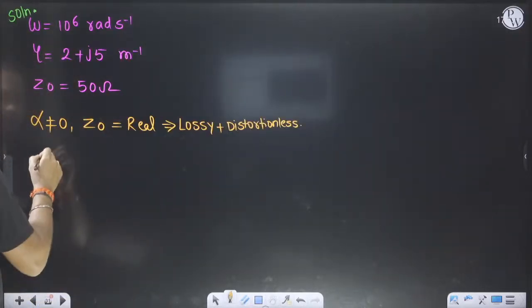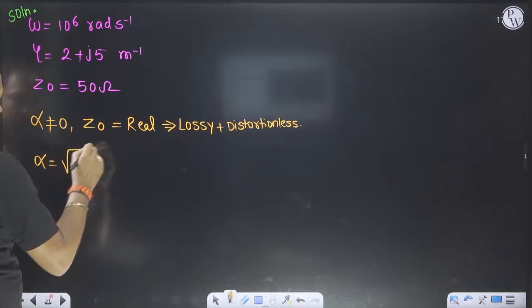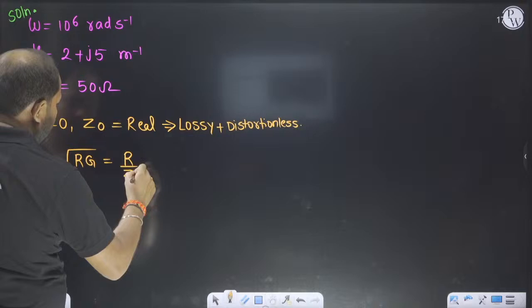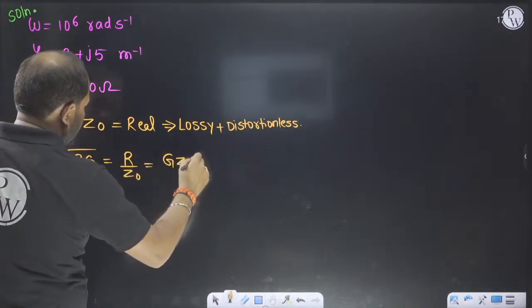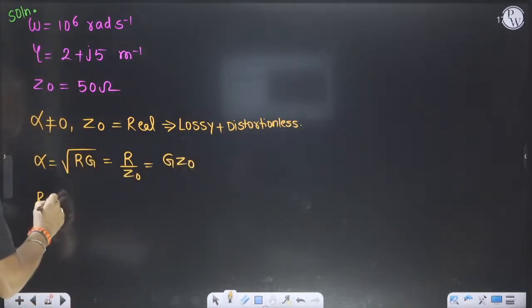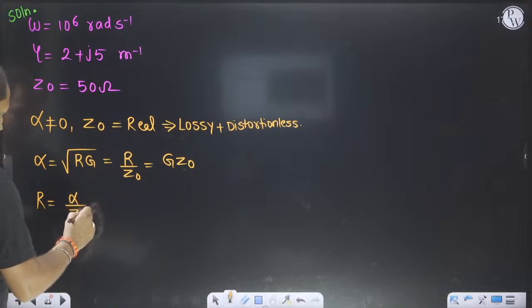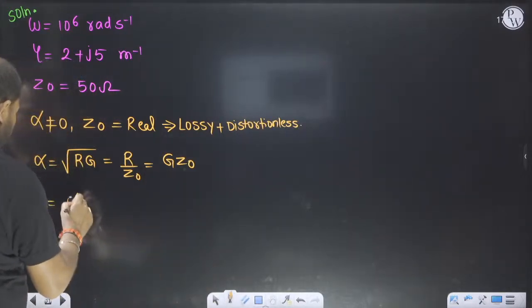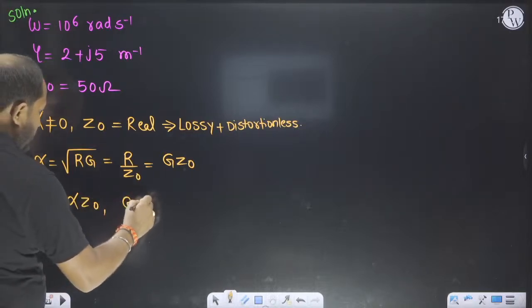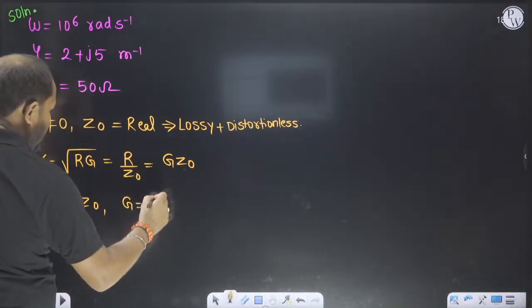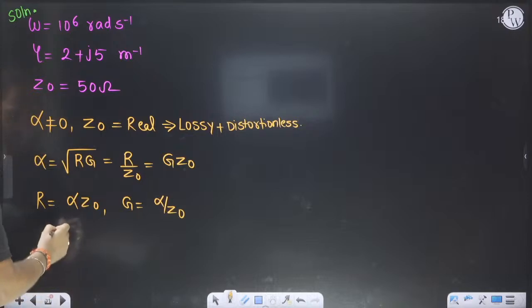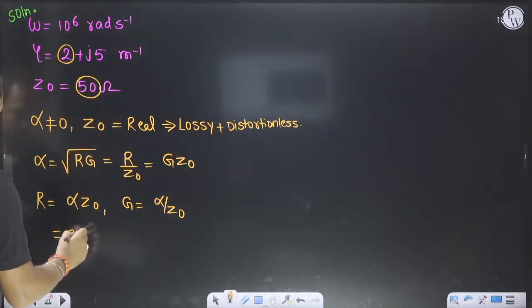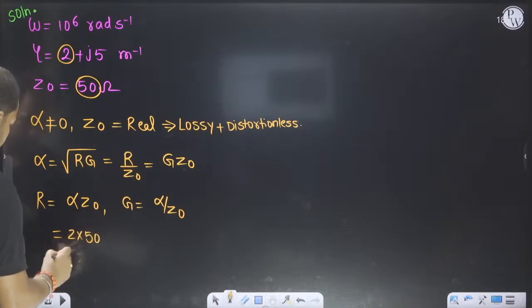So in the case of lossy plus distortionless, R by Z0 equals G into Z0, so R will be equal to alpha into Z0, and G is equal to alpha upon Z0. So alpha is how much? 2. Z0 is 50. So 2 into 50, 100 ohm.